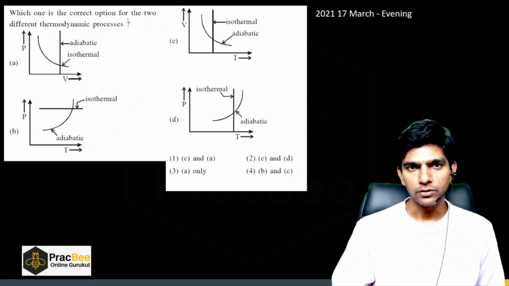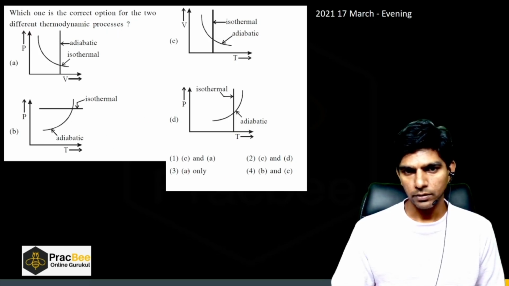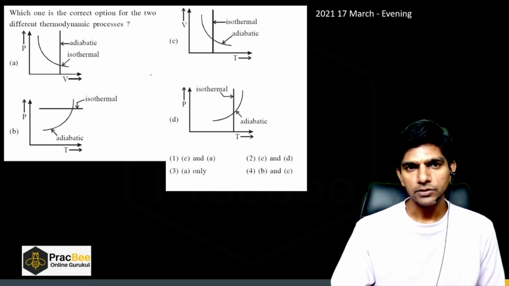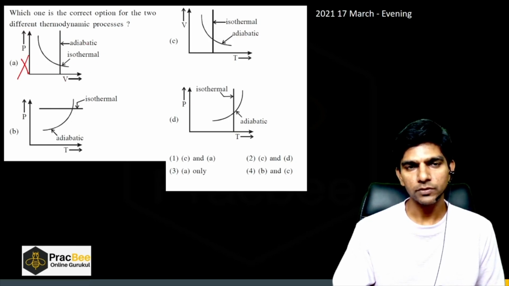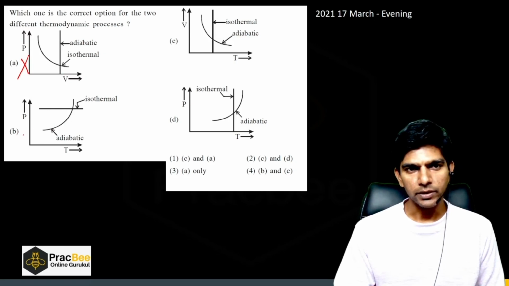Which one is the correct option for the two different thermodynamic processes? Okay, right. If you look at the options, more than one graph may be correct, right? So let us use elimination. In option A, we have been given an adiabatic process in which the volume is constant. So option A is incorrect because volume is not constant for an adiabatic process. In option B, we have been given constant pressure for an isothermal process. So again, it is incorrect.